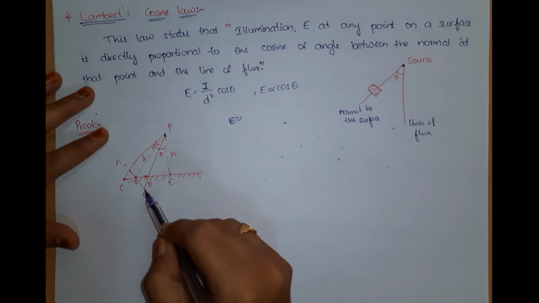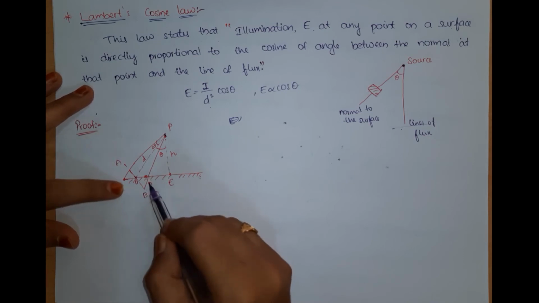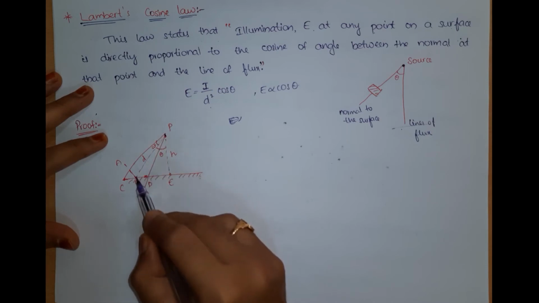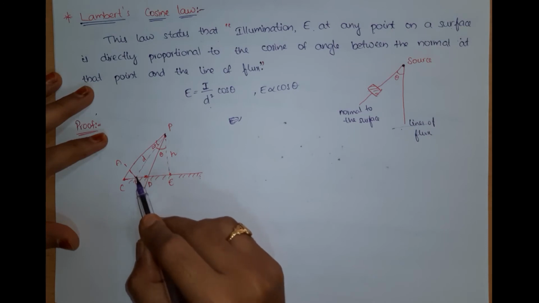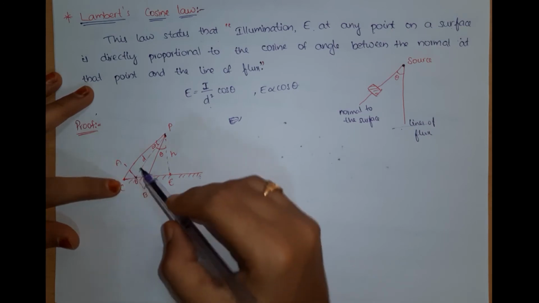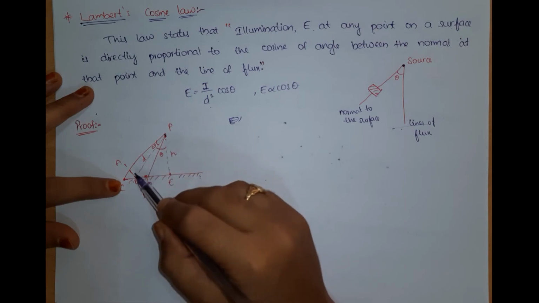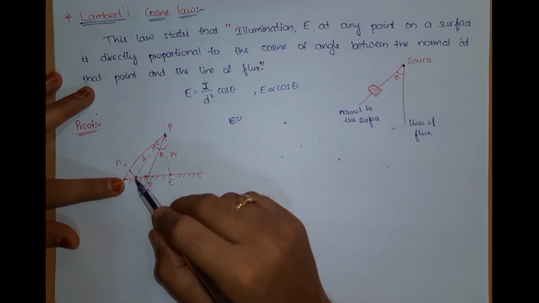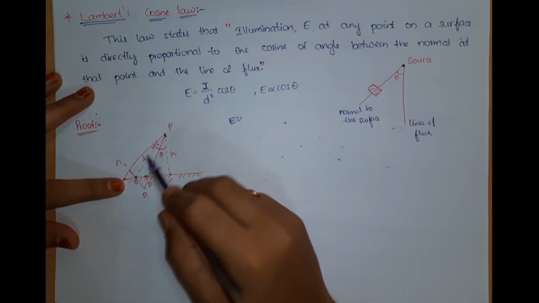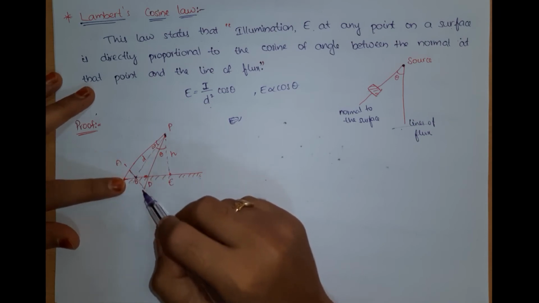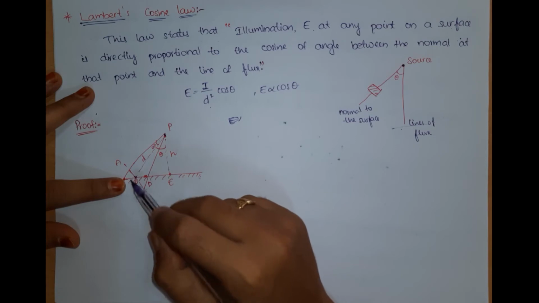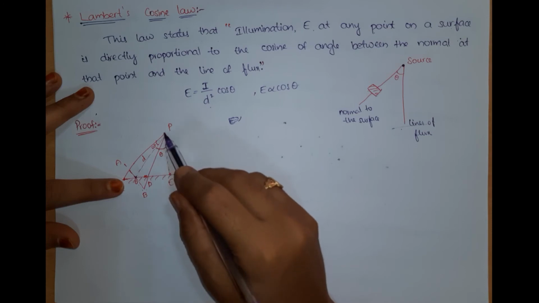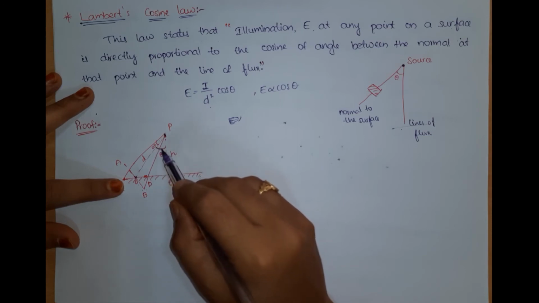So I am tilting this surface CD at some angle to the source P. Its midpoint I have taken as point O. Now if you draw a perpendicular from this tilted surface to the source, what will that be? OP will be the perpendicular, and let me name this tilted surface AB. Right? This perpendicular is inclined at an angle theta.